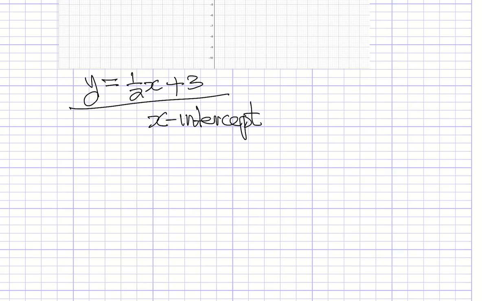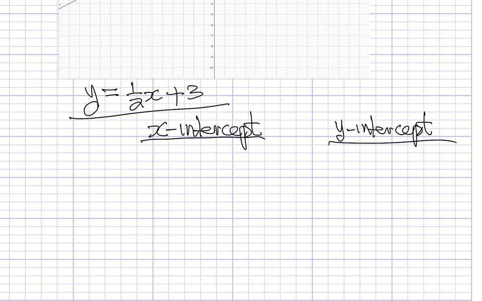X-intercept basically means where the graph crosses the x-axis, okay? And the y-intercept is where the graph crosses the y-axis, okay? So if you find those 2 intercepts, then you have 2 dots. Then you put a ruler, you draw the graph.